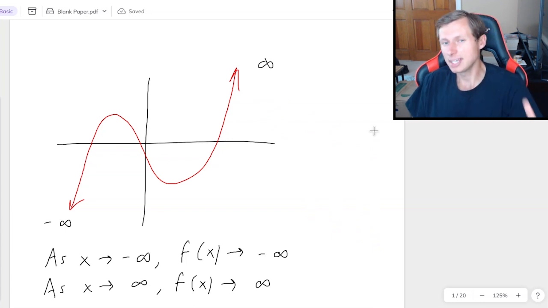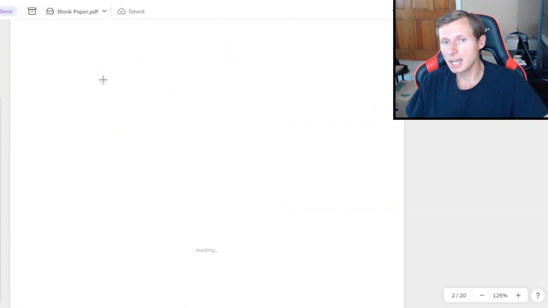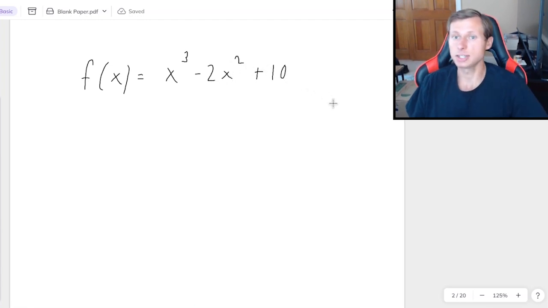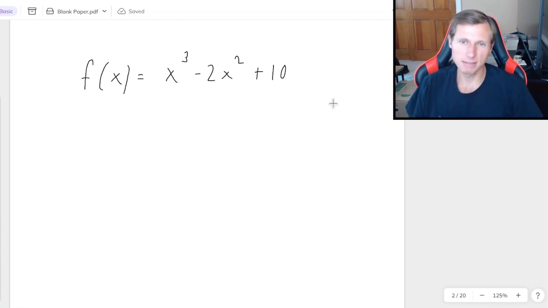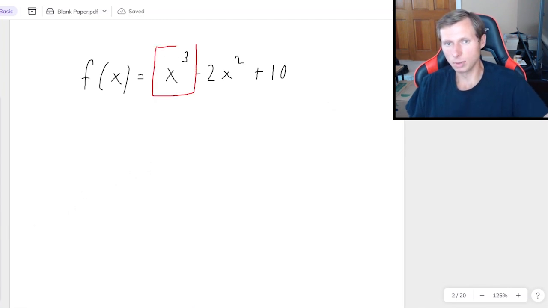Now this is very easy if I have the graph in front of me, but what if I only gave you a function like f of x equals x cubed minus 2x squared plus 10, and I asked you the same question, tell me the end behavior? Well, as it turns out, it's very easy to determine end behavior simply based on the leading term, which in this case is positive x cubed.